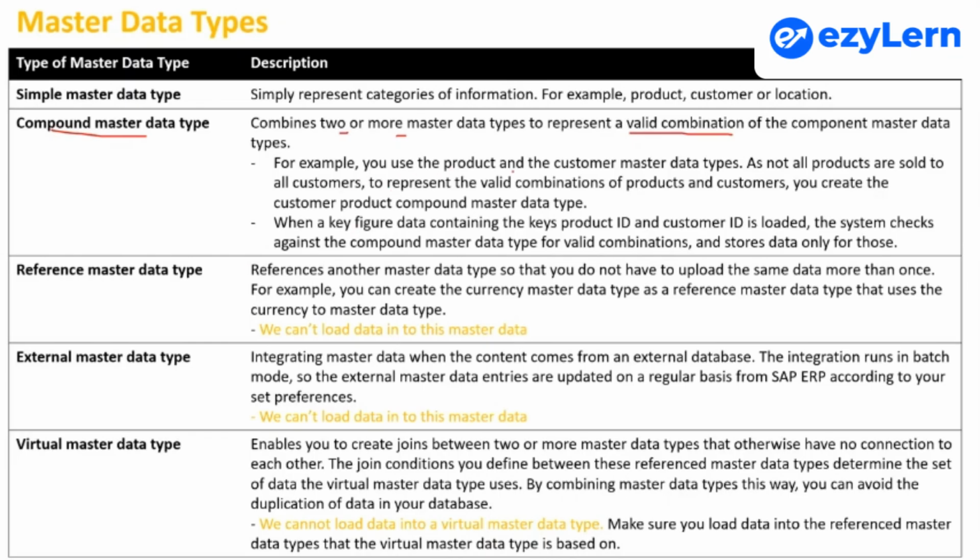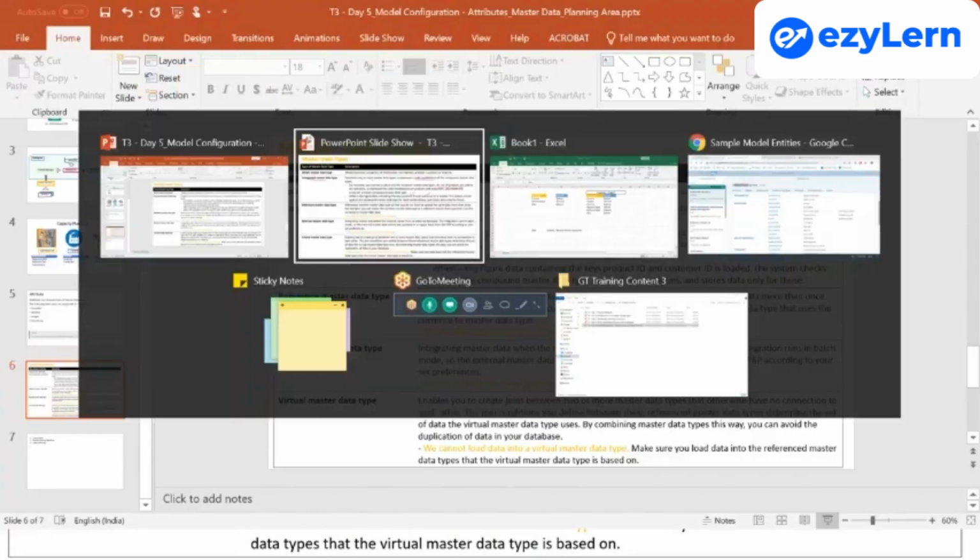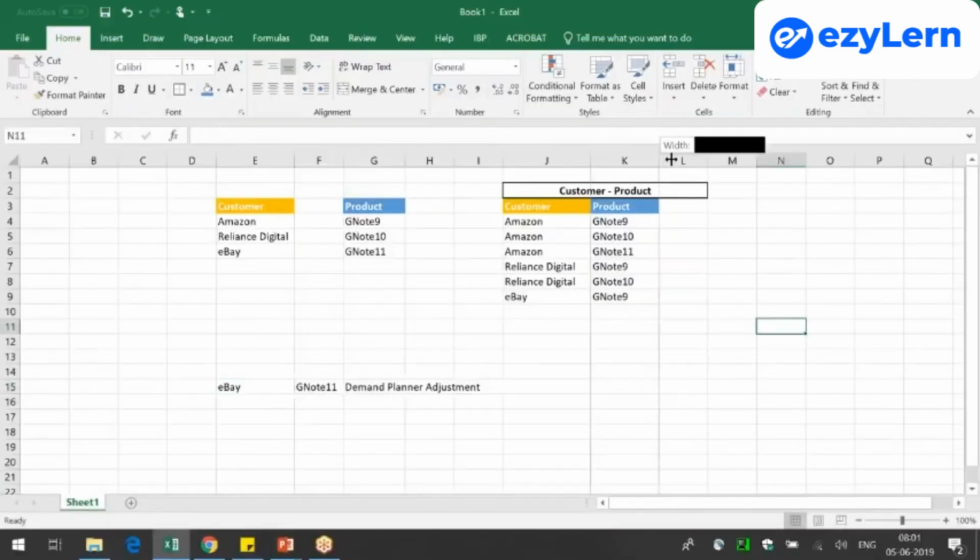So for example, you use the product and customer master data types, as not all products are sold to all customers, to represent the valid combinations of products and customers, you create the customer product compound master data type. When key figure data containing the keys, product ID and customer ID, is loaded, the system checks against the compound master data types for valid combinations and stores data only for those. I'm extending on this.